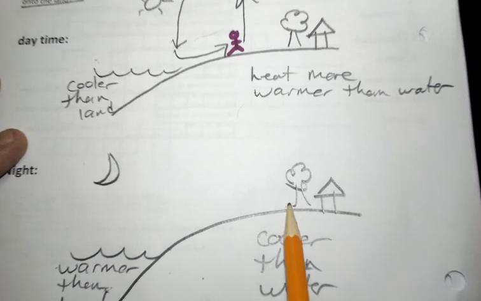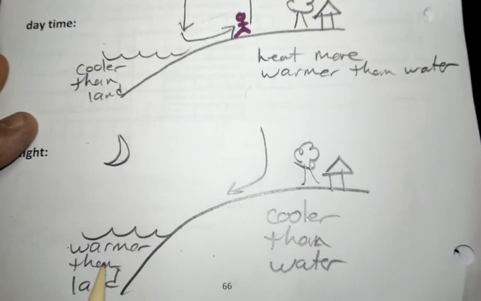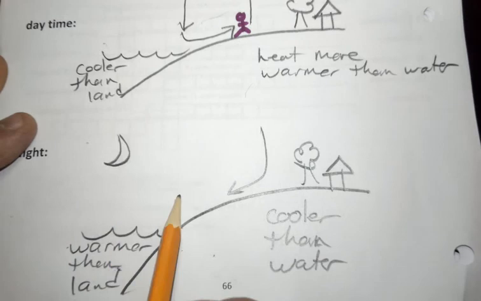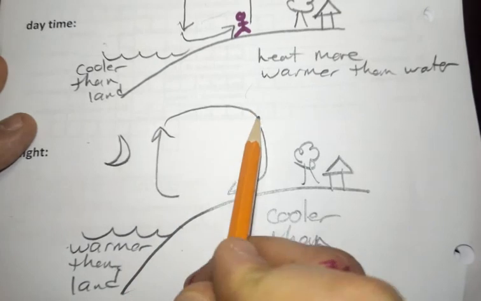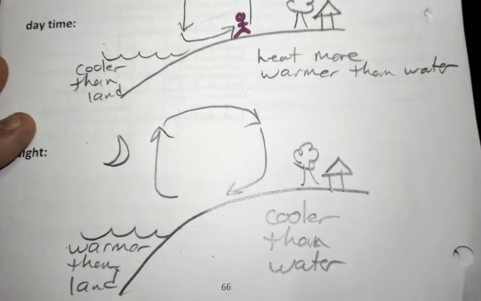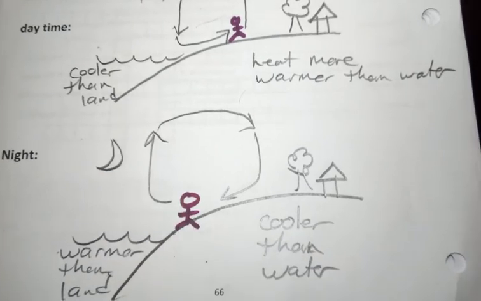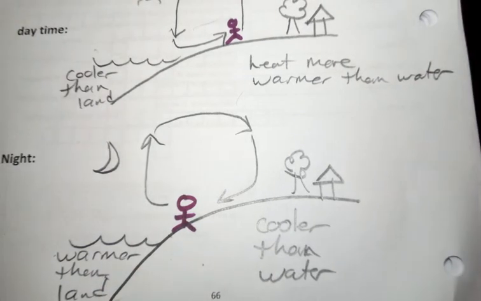So since this is cooler, air above it is going to get cooler. Cool stuff sinks. The water is being warmer than land, so the air above it is going to be warmer. Heat rises. And we're going to set up a convection current like that. If I was standing here at the seashore, I'd feel the wind coming from the land side of things. I'd call it the land breeze. Questions on this kind of a setup will be on your quiz on Wednesday, tomorrow.